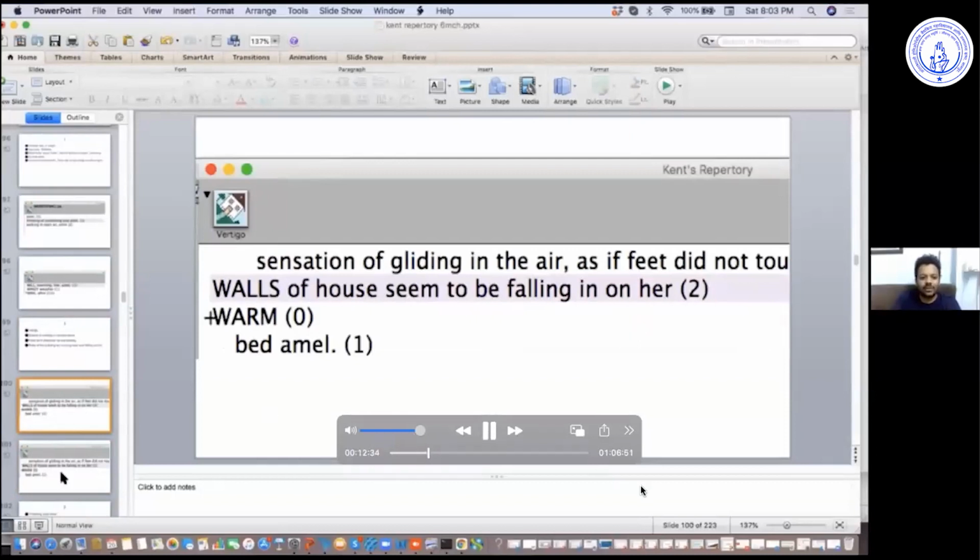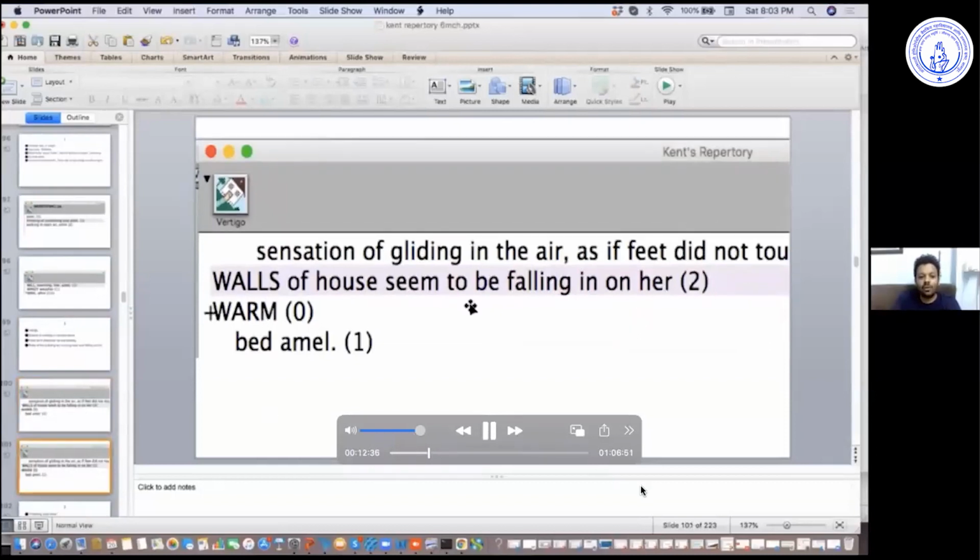There is one more rubric which comes very close. Walls of house seem to be falling on her, yes. And there is also delusion, walls are coming towards her. It's also there in the delusion chapter. You can check it out later. Okay, next rubric.